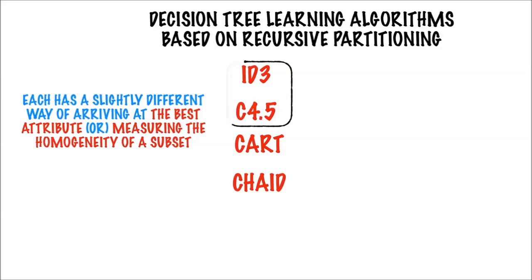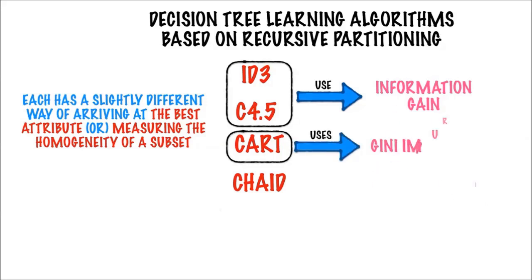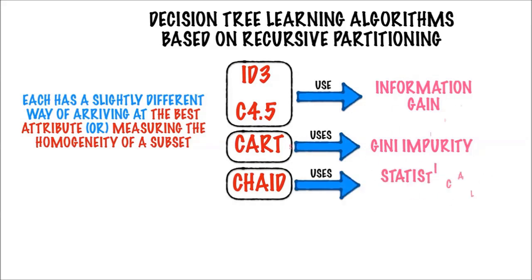ID3 and C4.5 use a method called maximizing information gain. CART uses a method called minimizing Gini impurity, and CHAID uses statistical significance. Each of these measures is a mathematical way to measure the purity or homogeneity of a subset and choosing the best attribute at each step of the recursive partitioning strategy. We'll go through each of these measures one by one.